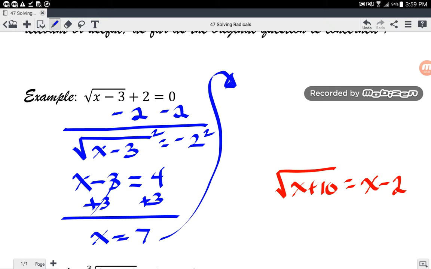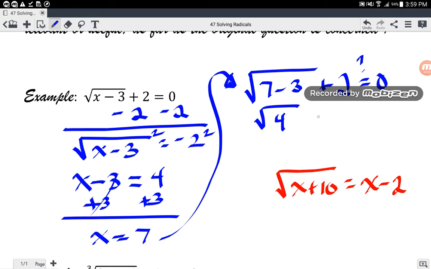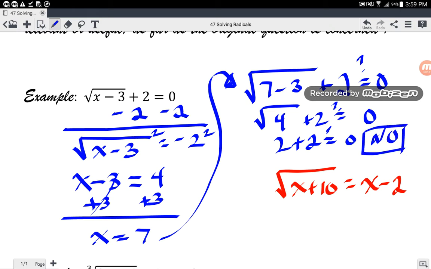So I'm going to substitute this back into the original equation just to make sure that it's valid. So square root of x minus 3 would become square root of 7 minus 3 plus 2 on the outside of the radical, and does that equal 0? Square root of 7 minus 3 is the square root of 4. The square root of 4 is 2. Does 2 plus 2 equal 0? No. So although you solve and you get 7, when you substitute back in, it's nonsense. So this is going to be an extraneous solution.